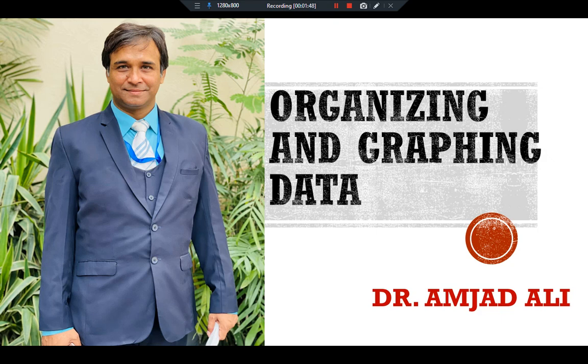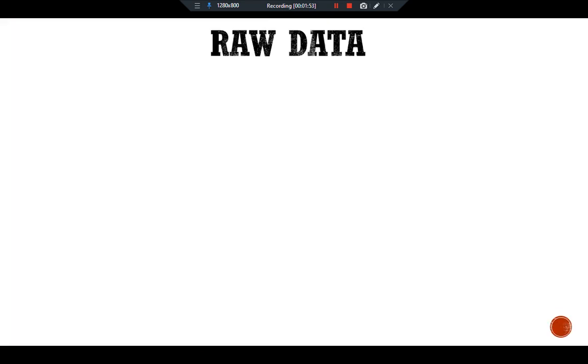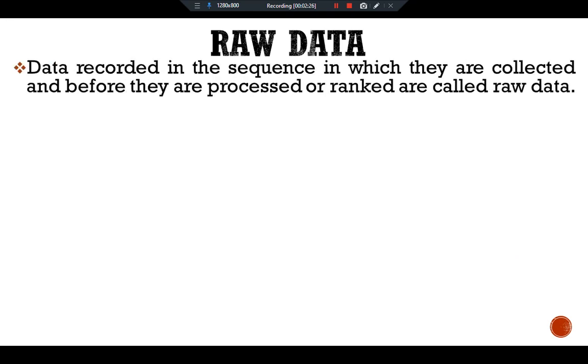Before going to the further detailed discussion, let's talk about raw data. Dear scholars, when data are collected, the information obtained from each member of a population or a sample is recorded in the sequence in which it becomes available. The sequence of data recording is random and unranked. Such data, before they are grouped or ranked, are called raw data. So let's discuss the definition of raw data.